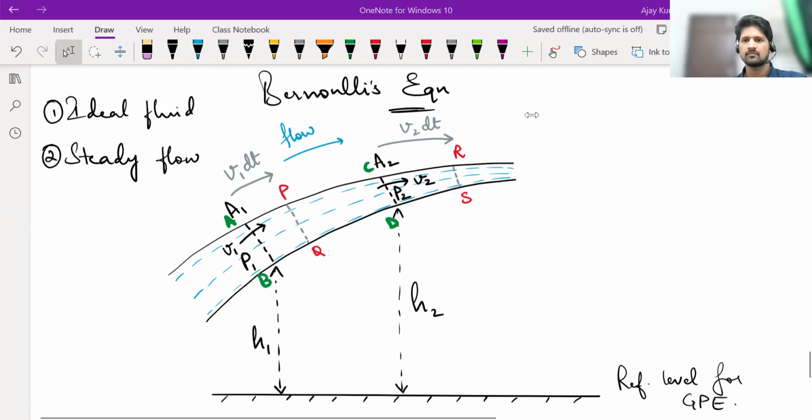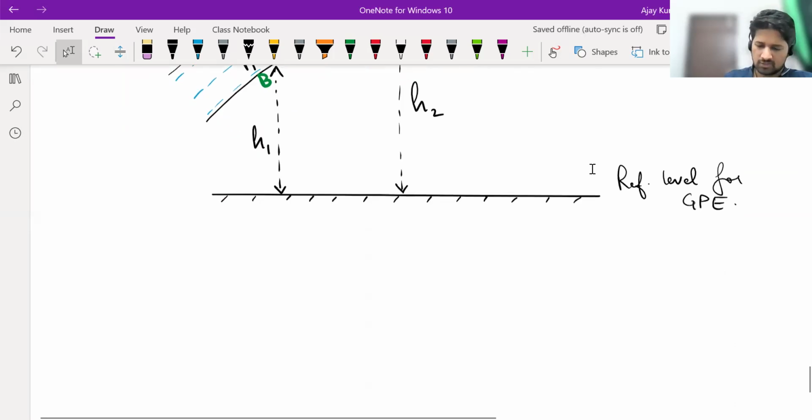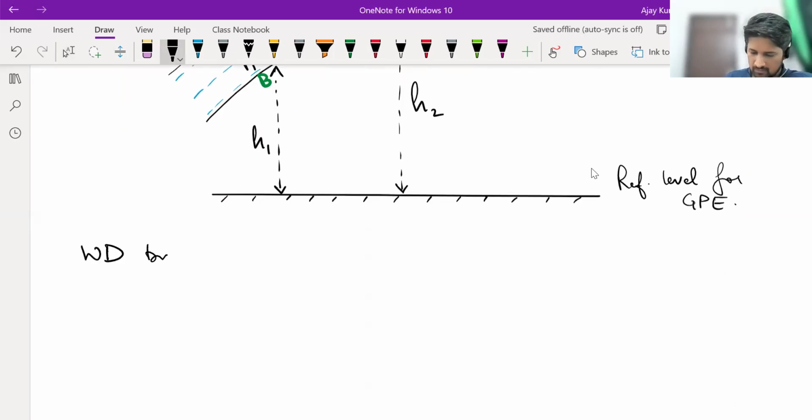So work done equal to change in kinetic energy. Correct. Almost correct. Work done by all forces acting on the system. And by all, we mean internal as well as external. We had discussed in that chapter that internal forces also can do work. Work done by all forces on a system is equal to the change in kinetic energy.